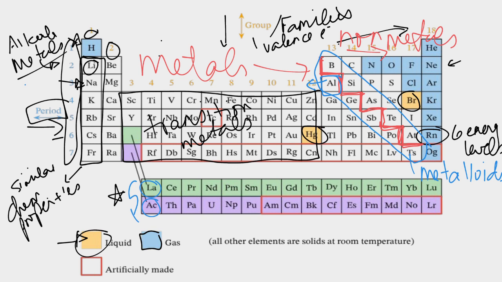Group 2 metals right here are called the alkaline earth metals. And alkaline earth metals contain 2 valence electrons and are the second most reactive elements that exist on the periodic table. So you see some familiar ones there: magnesium, calcium. Those are important vitamins that we need for our bodies.